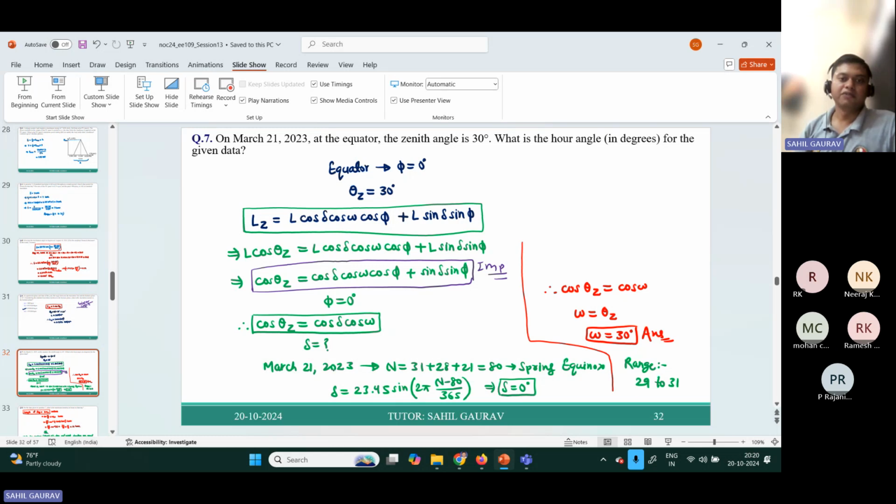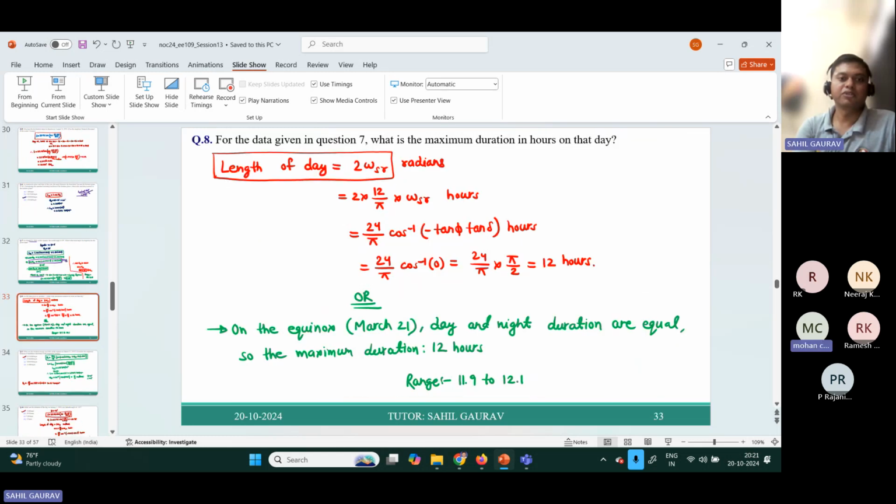Now we don't know del. For finding del, we know the day of the year, and from the day of the year we will find n. So n will be 80, and we know that March 21st is the spring equinox. So delta will be 0 for the spring equinox, and you can also get it from the expression. If you substitute 80, then sine 0 is 0. Therefore cos theta z is cos omega, because cos 0 is 1. So omega is equal to theta z. Therefore this hour angle is 30 degrees.